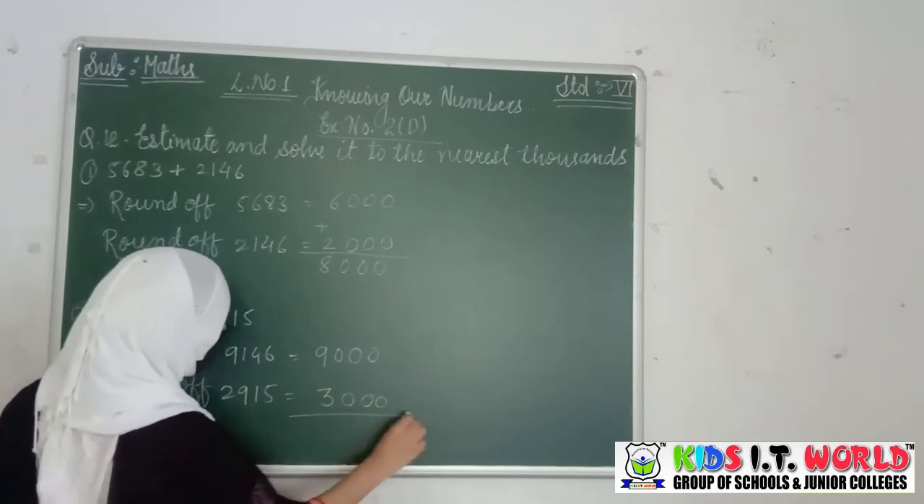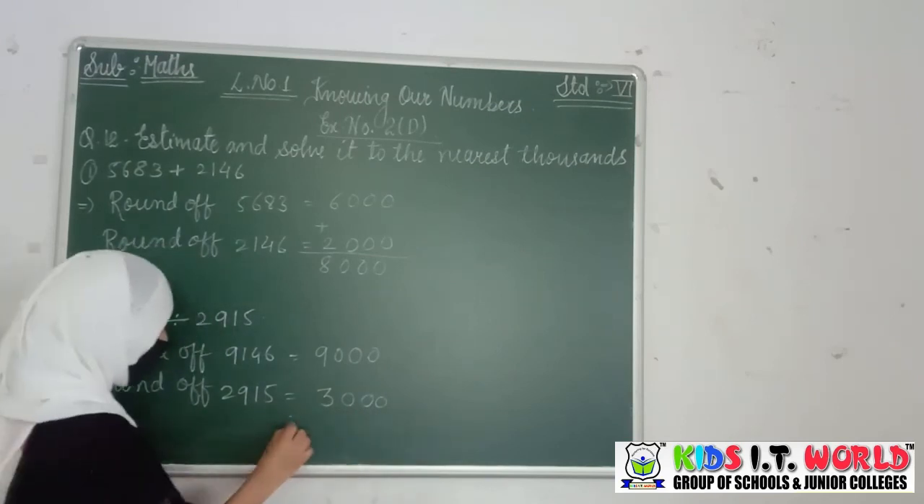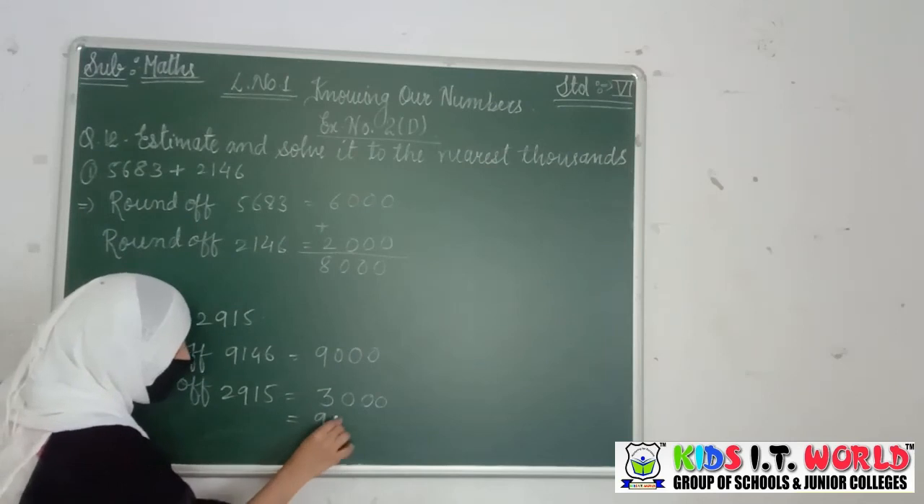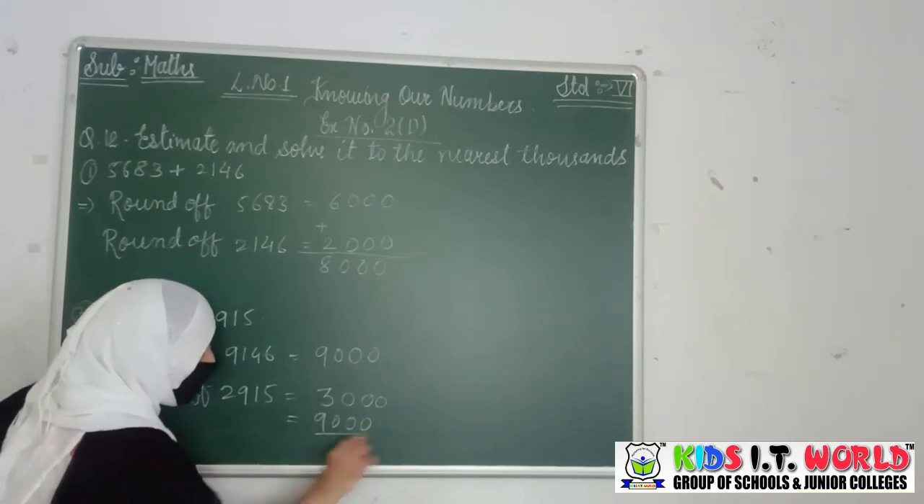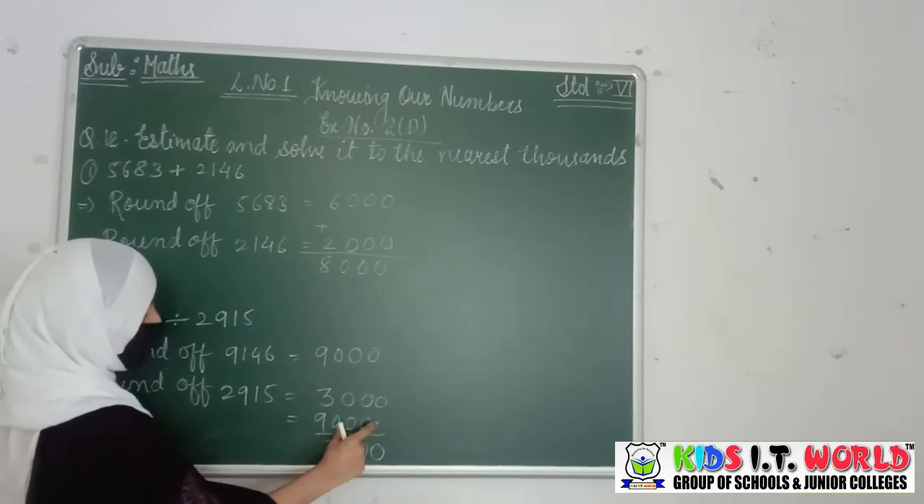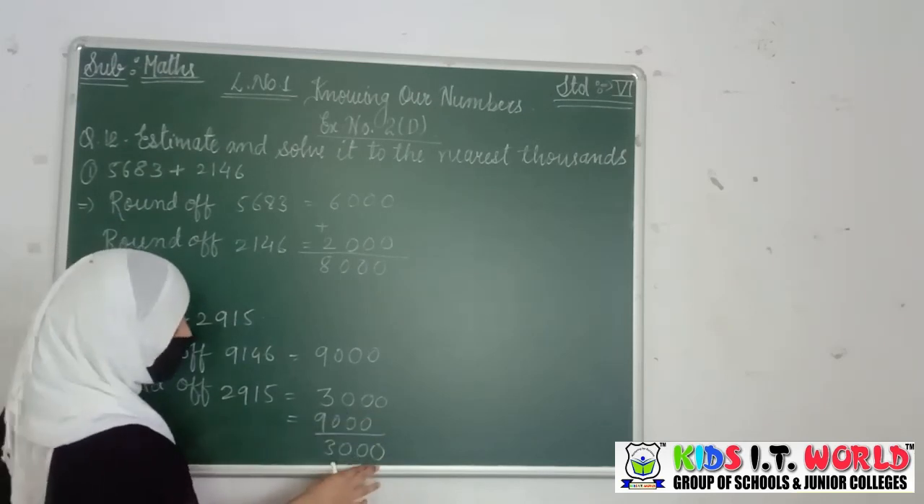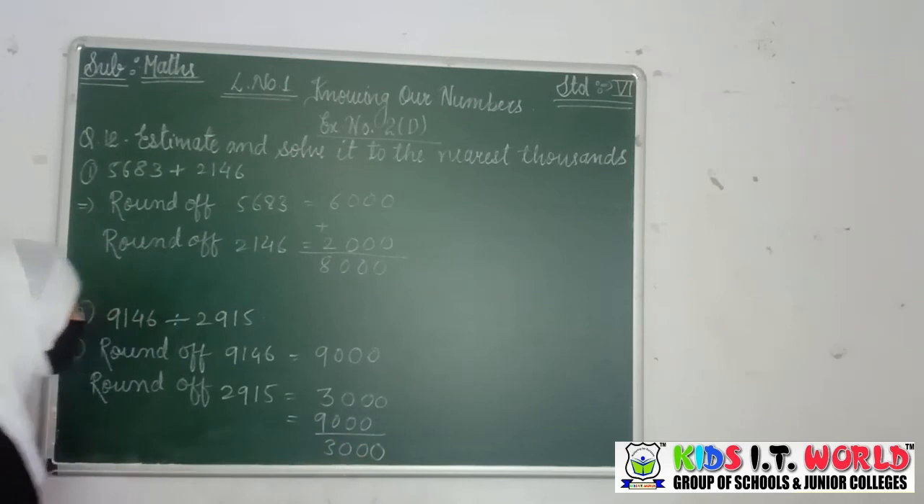Now you have to divide this: 9000 divided by 3000. Here in the division, how many zeros are there in the numerator and how many zeros are there in the denominator? Count those zeros, and if you get the same number of zeros as the denominator has, then you can cut that number of zeros.